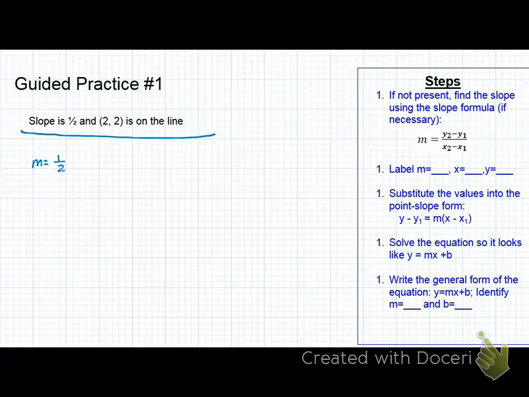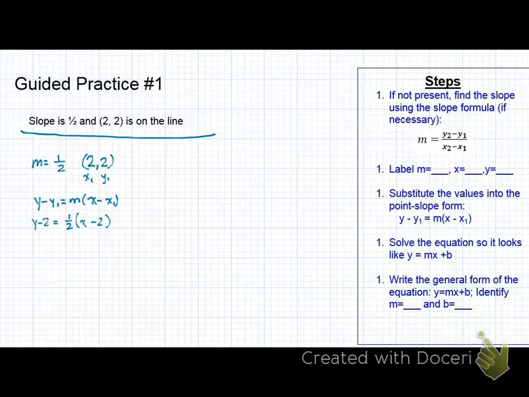Our slope here, m is equal to, what's our slope, everyone? 1/2. Okay, good. And then we have (2, 2), the point they give us. So one of these is our x1, the other one is our y1, and they're both the same, so it makes it nice. So we go y minus y1 is equal to m times x minus x1. Okay, so y minus 2 is equal to our slope of 1/2 times x minus 2.